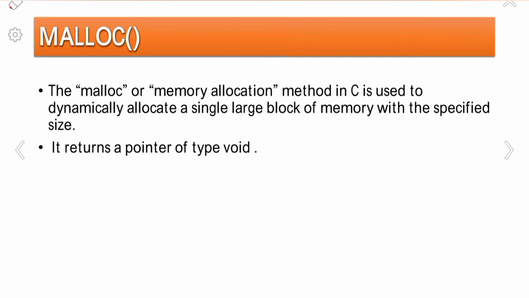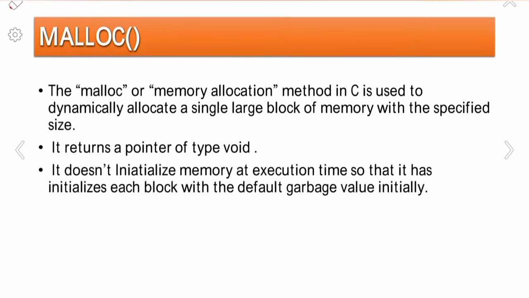So we know that void type means it can handle any data type, right? To store the data of integers, we need the int data type. Similarly, to store decimal values, we need the float type. But using the void pointer, we can store any data type. It doesn't initialize memory at execution time, so each block holds the default garbage value initially.